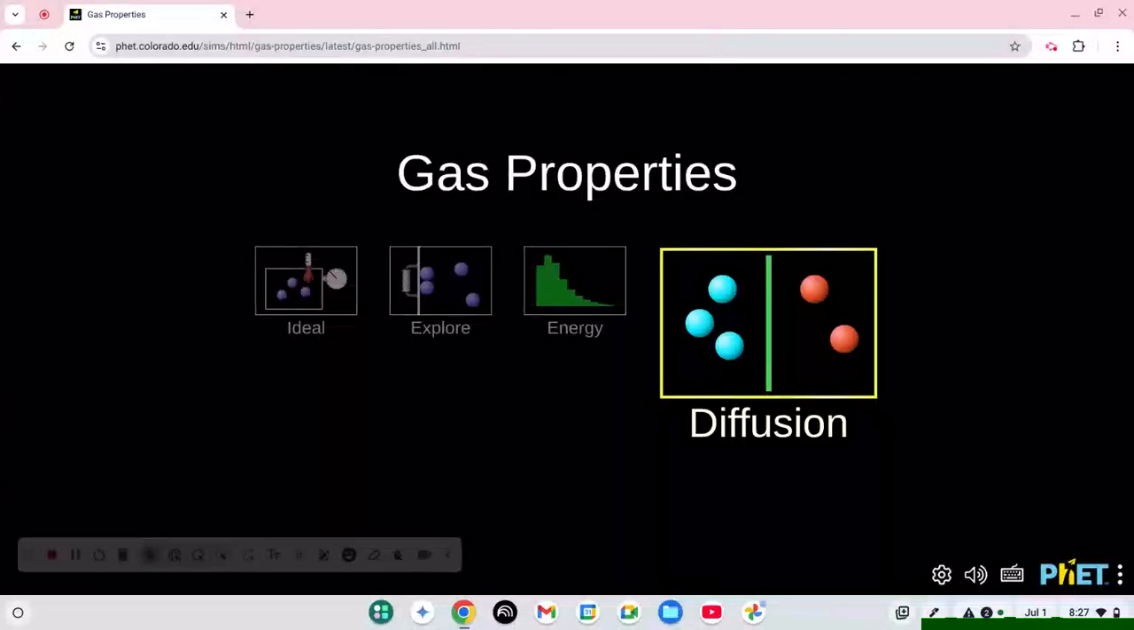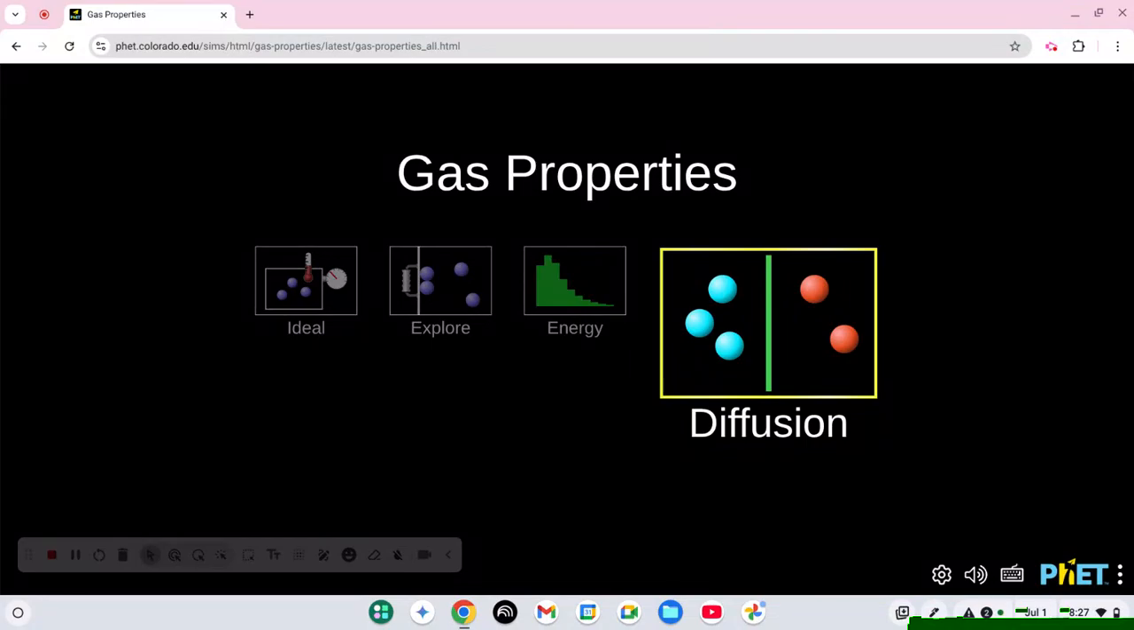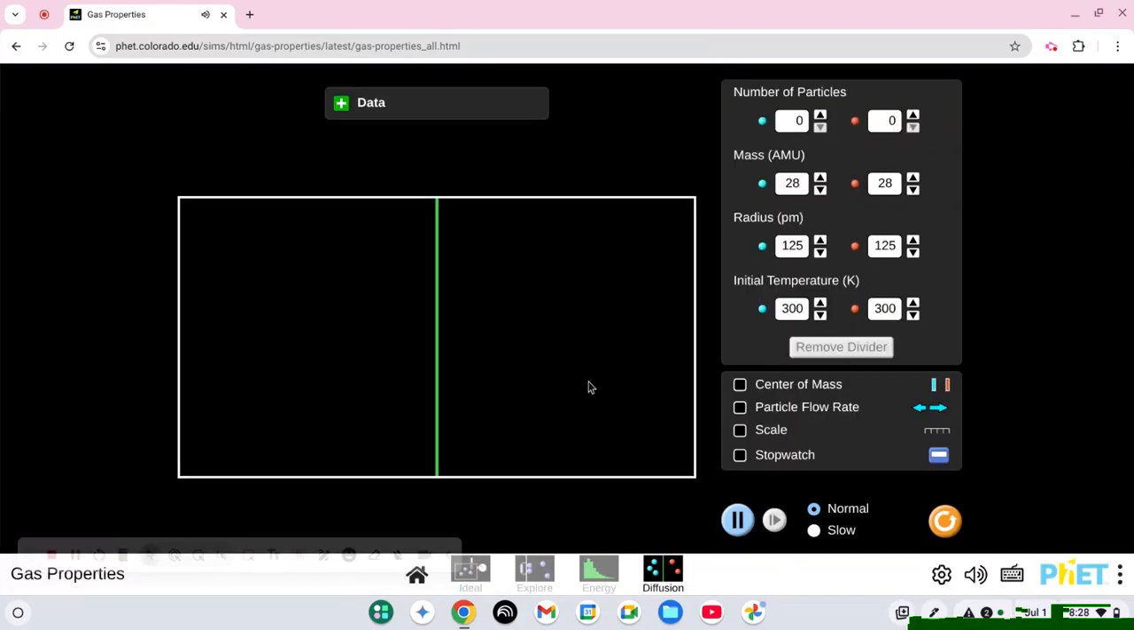Hi, this is Mrs. Gergis, and today we're going to go over gas properties. And gas properties are amazing, but we're going to focus in on gas properties when it comes to diffusion. Now, diffusion, as you can recall, is where particles or molecules travel from a higher concentration to a lower concentration.